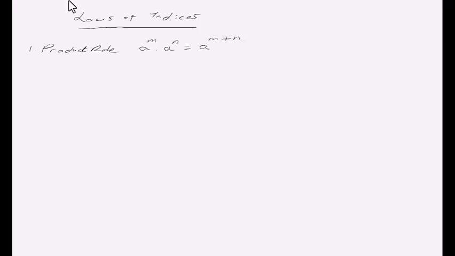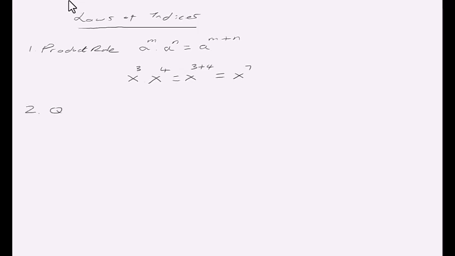So for example, if we had a term x cubed and we have another term x to the fourth, and they're being multiplied by each other, then this can also be written as x to the 3 plus 4, which of course is equal to x to the 7. So you simply add the powers. Nice and simple.